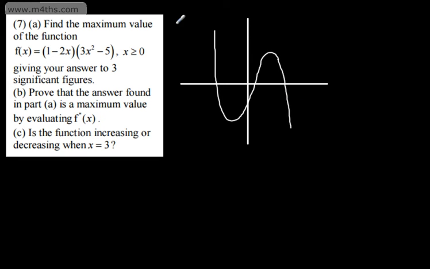So this is a rough sketch. Remember, this is only defined for values of x equal to or greater than 0. So all we've got now is this side right here is not going to exist. It's just these values here. So if we look at this particular point right here, this is going to be a maximum point. So this is a max point.